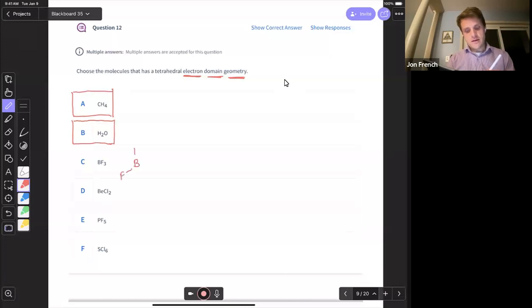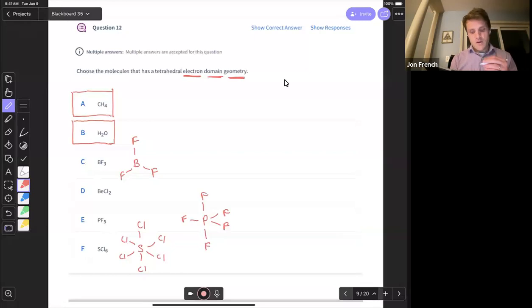Boron trifluoride is trigonal planar. Sulfur hexachloride is, I messed it up, it's octahedral. I think phosphorus pentafluoride would be trigonal bipyramidal. Yeah, phosphorus has got 5, and then it comes in bonds with the fluorines, right?